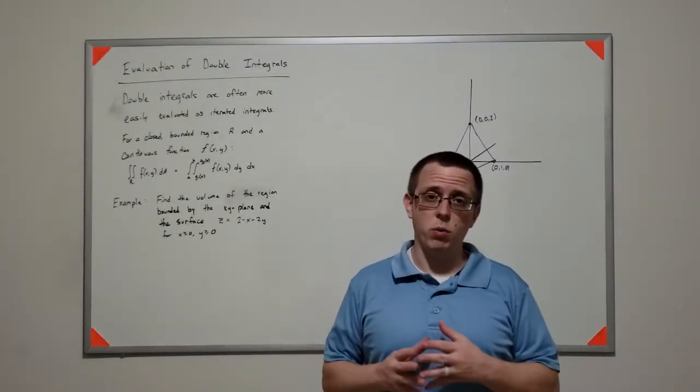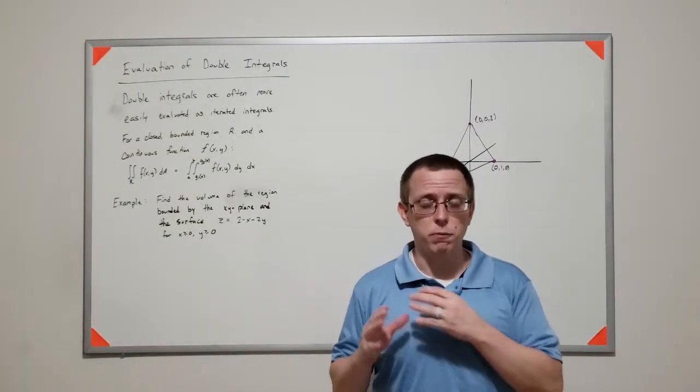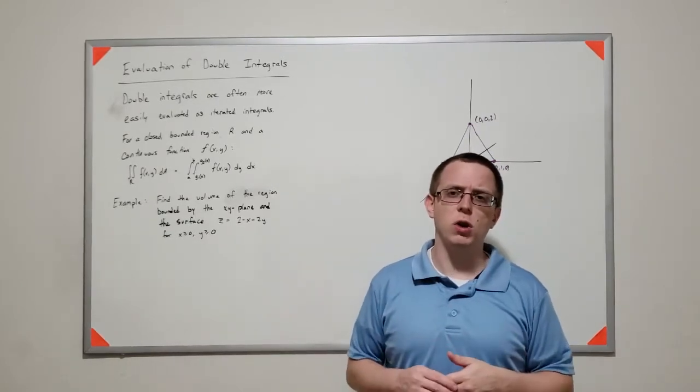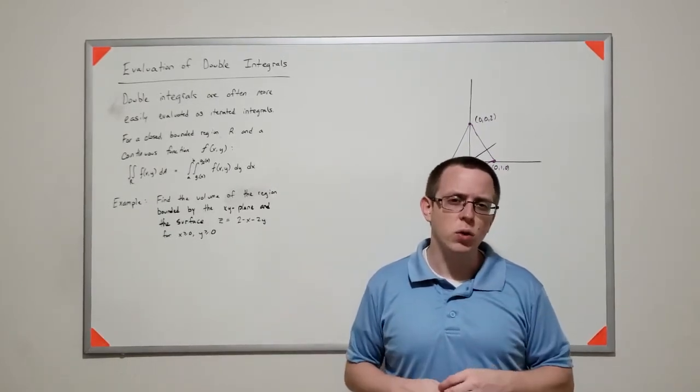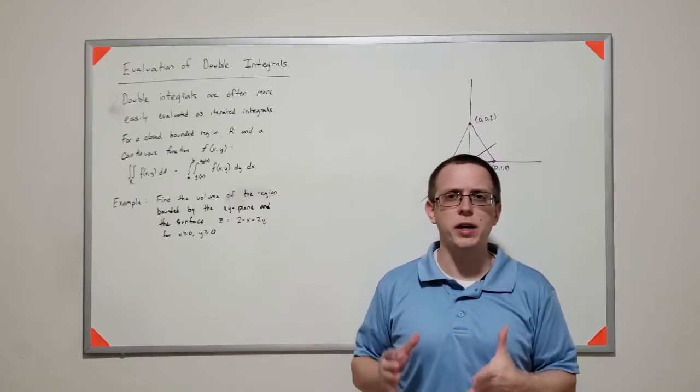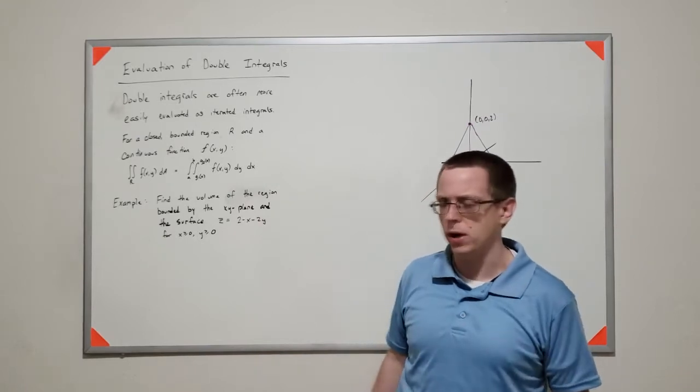One of the big things we want to try to do with a double integral is convert it into an iterated integral, because evaluating a double integral on its own can be really difficult, and there are a lot of challenges there, but iterated integrals are a lot easier to wrap our heads around.